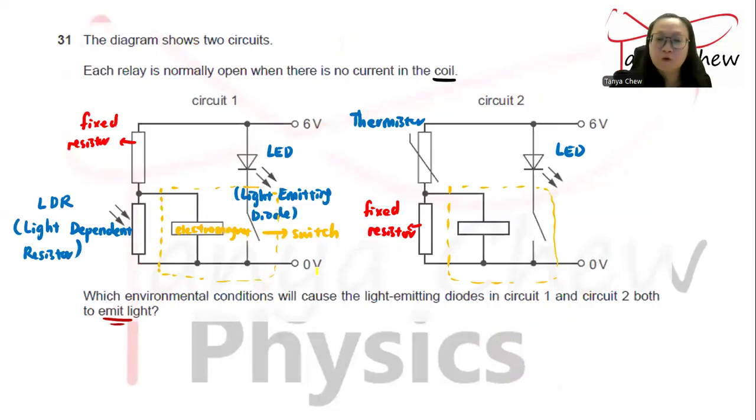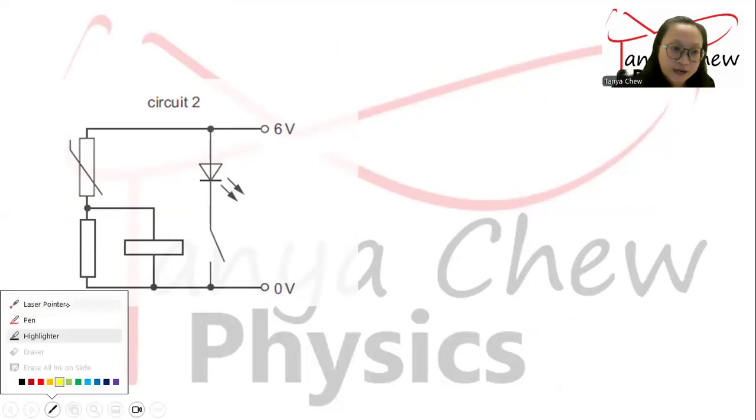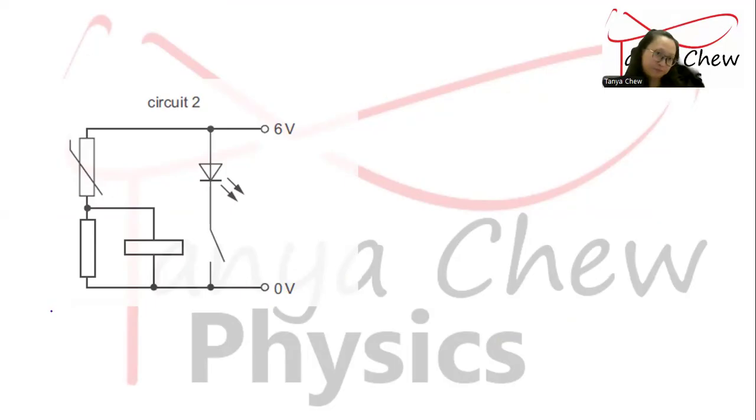So let's just go back. For circuit 2, this is the thermistor. This is the fixed resistor. The one that is connected to the relay is the fixed resistor. So for the fixed resistor, I cannot do anything, because due to its fixed resistance, the resistance will never change. But what I can do is the thermistor.